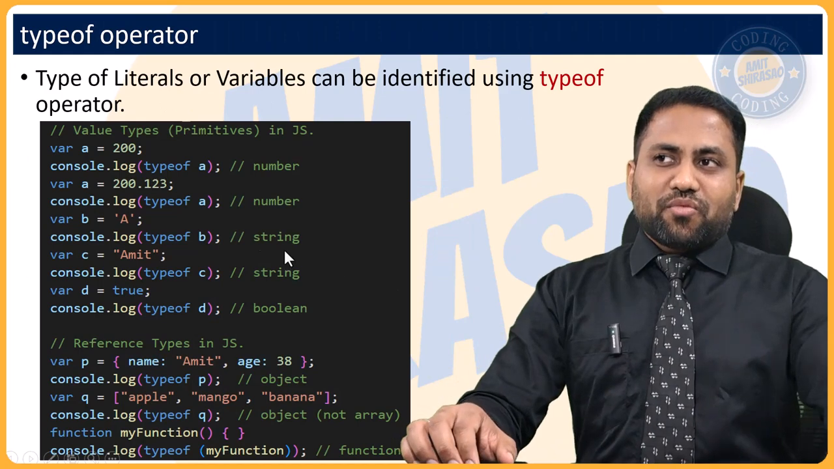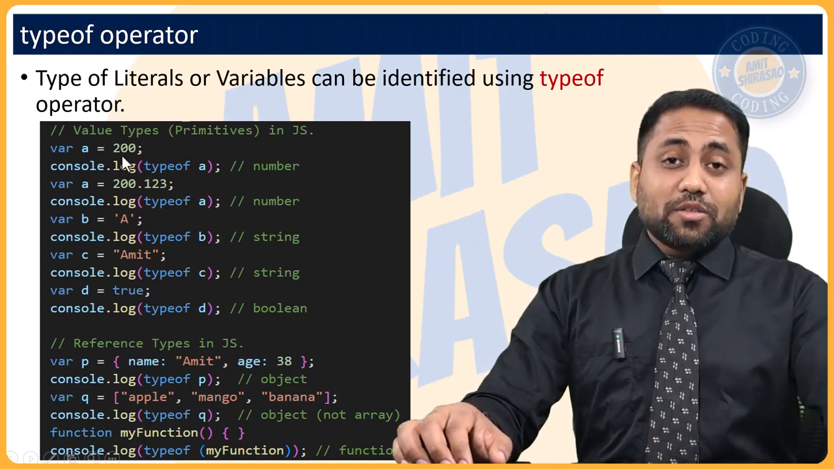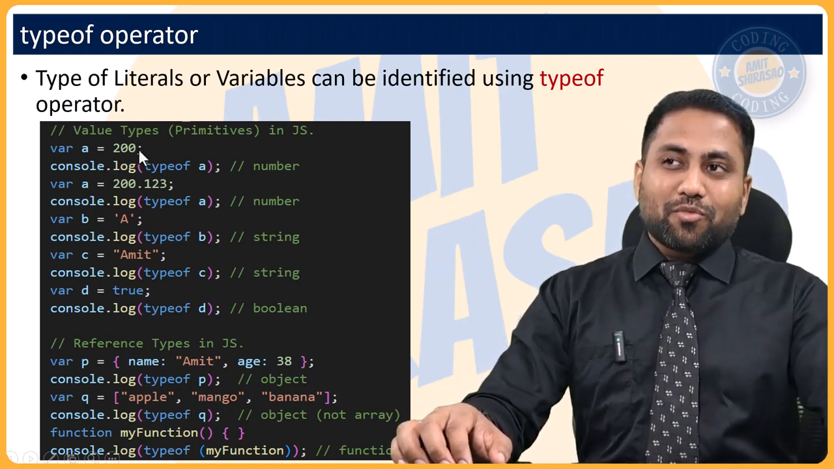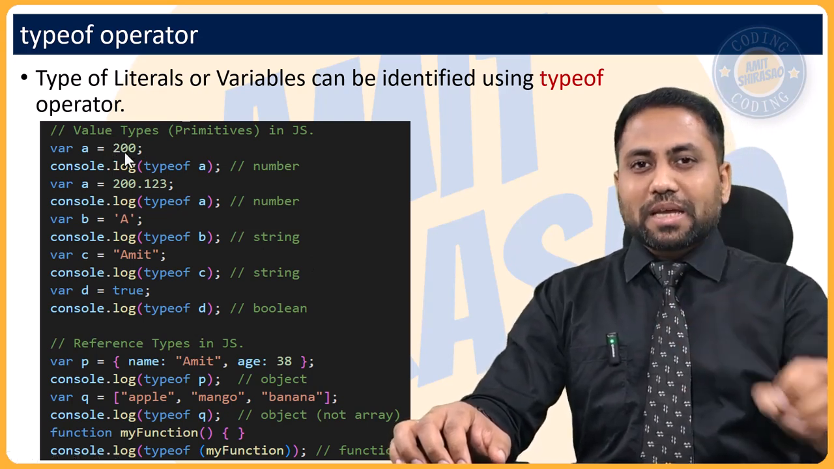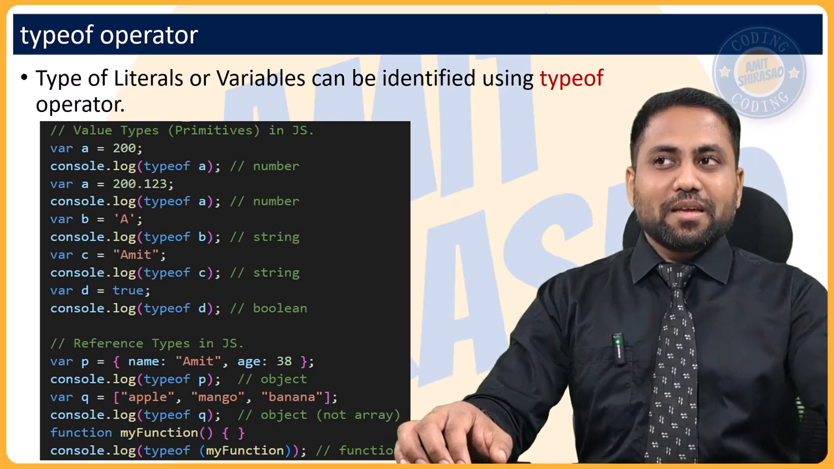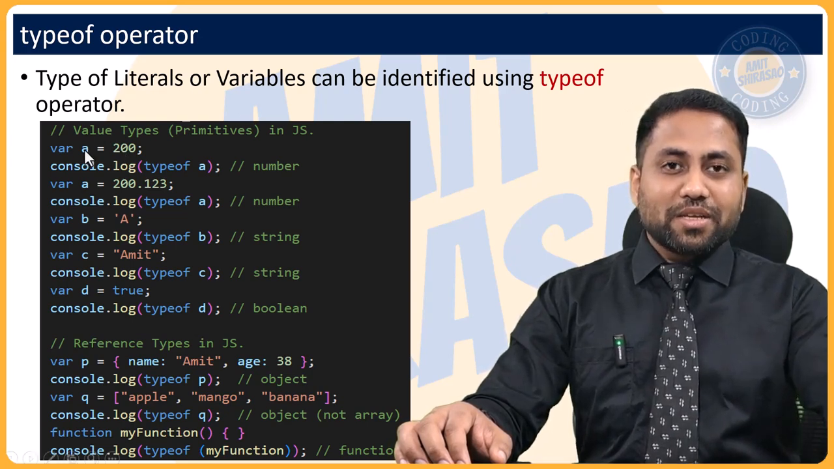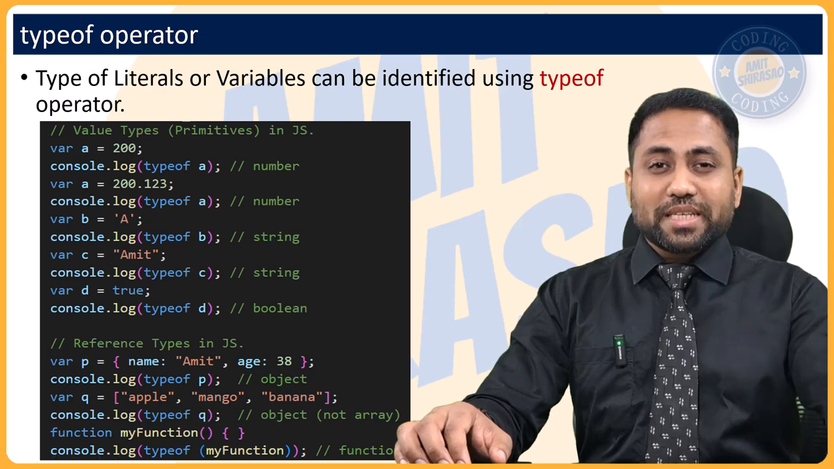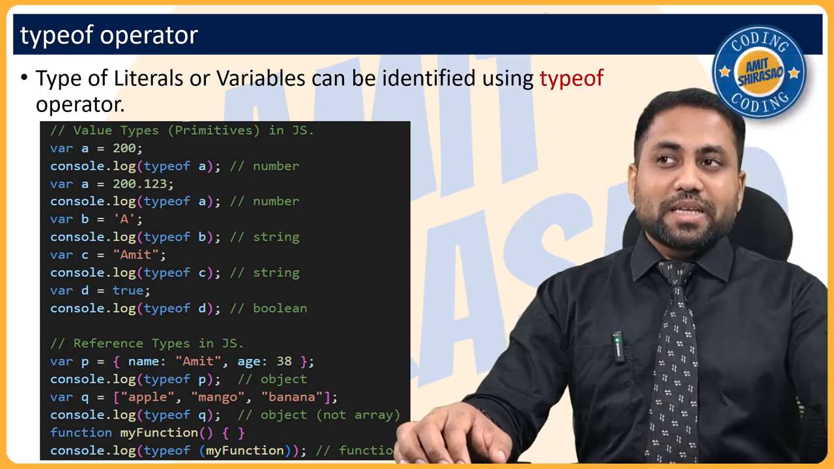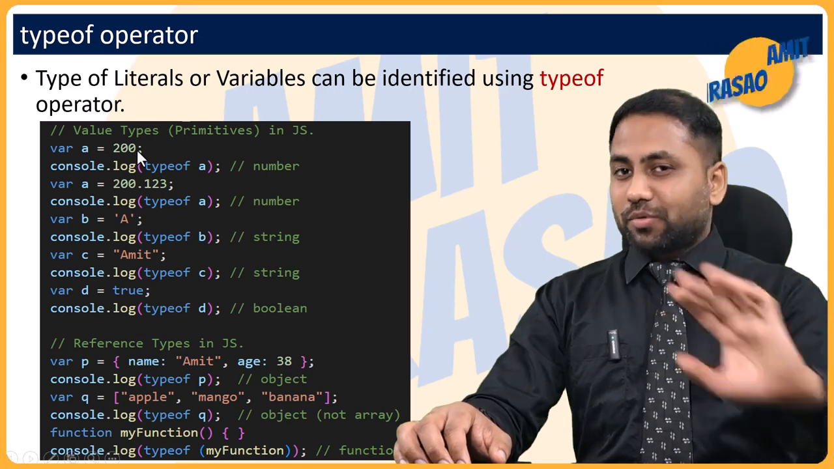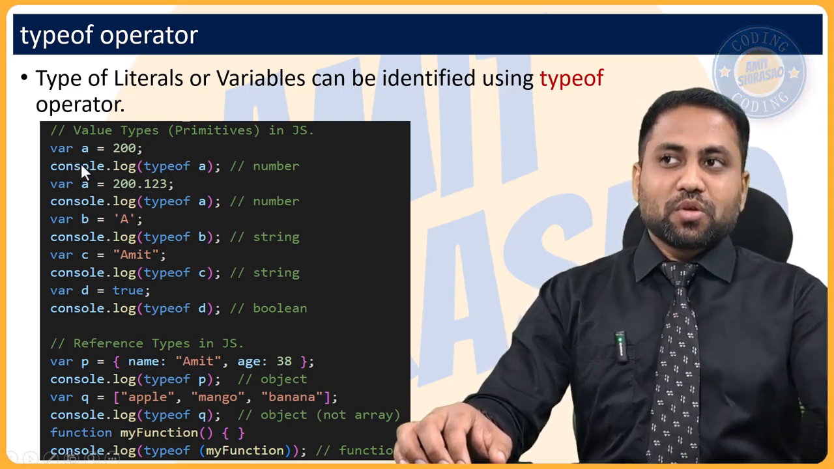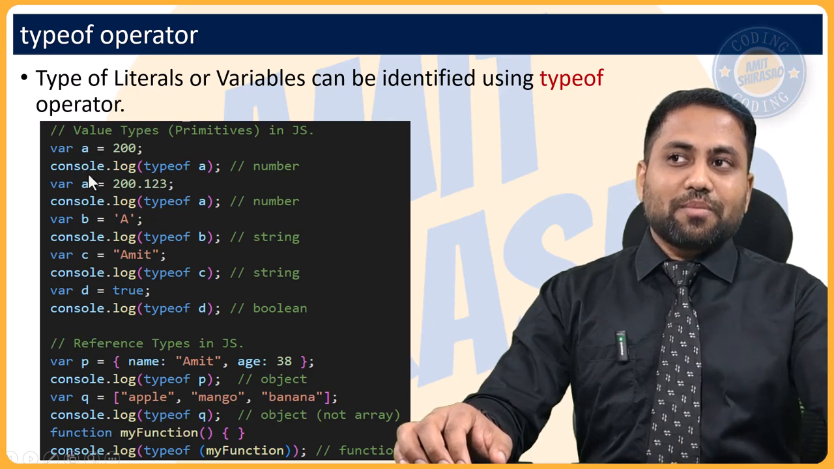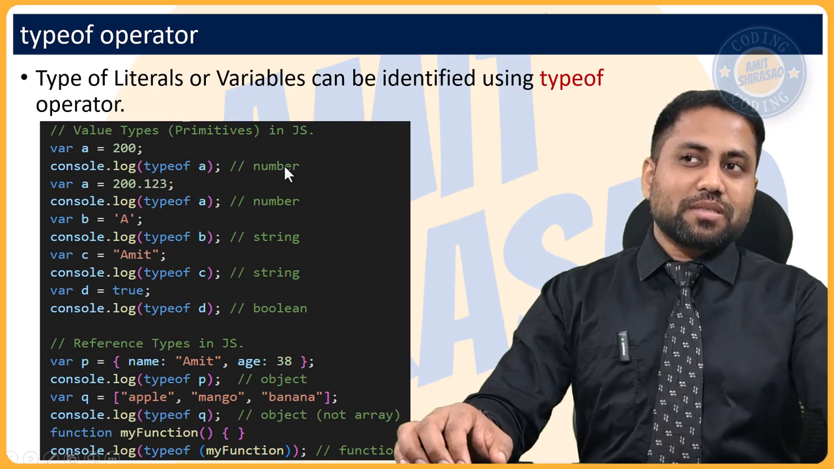Now see, if I create a variable and assign 200 to it, then notice that 200 is a literal, its type is number, and that's why variable a will get the data type number. It gets the data type of whatever value is assigned to it. The value assigned to it is a number, and that is why the variable becomes a number. So now if I ask what is the type of it, it is number.